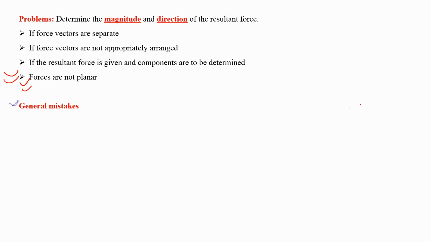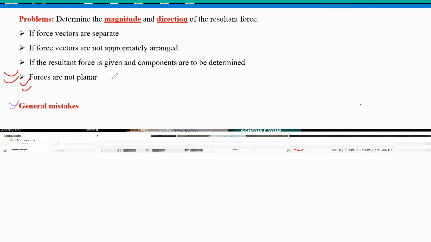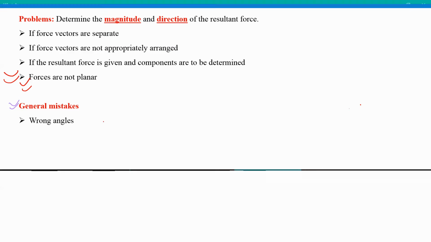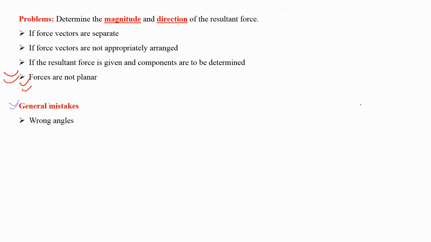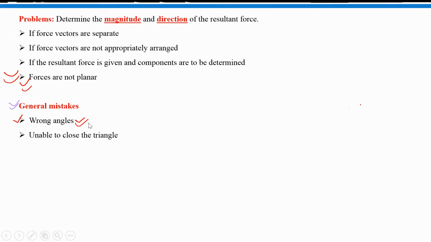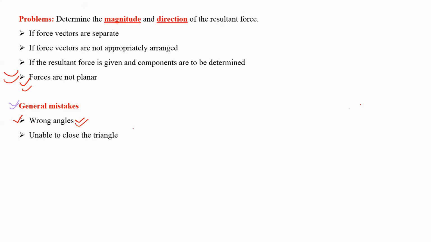I have here listed some general mistakes that you may make in solving problems. The first mistake is that you may assign wrong angles. For example, if you are applying Lami's theorem, you may use wrong angles in the Lami's theorem equation. This is a very frequent mistake that students make. They use different or wrong angles in the equations.